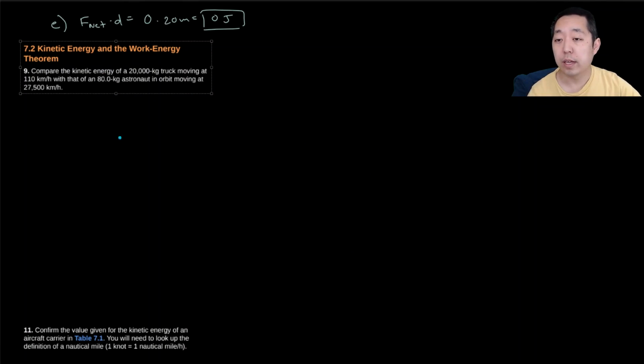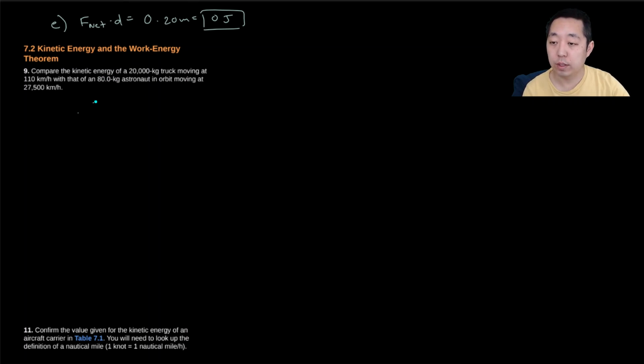So now we're going to be looking at the work energy theorem, how work relates to energy. Compare the kinetic energy of a 20,000 kilogram truck moving at 110 kilometers an hour versus an 80 kilogram astronaut moving at 25,000 kilometers an hour. Here we're going to use the equation for kinetic energy. Kinetic energy is 1/2 mv squared.